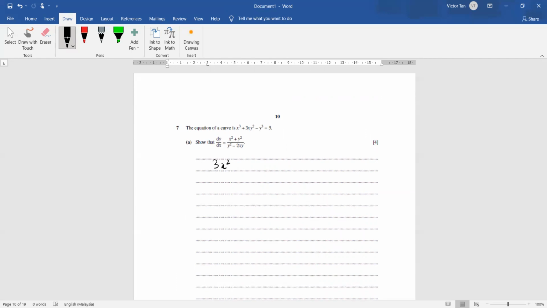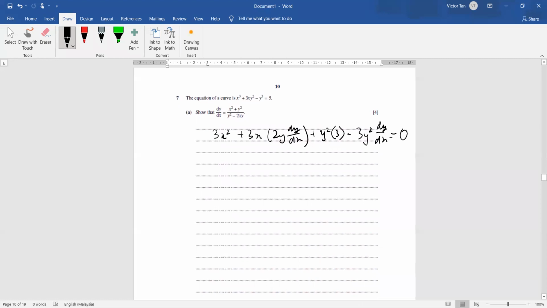Differentiating 3xy squared is your product rule. So your plus 3x times the derivative of y squared, which is 2y dy over dx, plus y squared times the derivative of 3x, which is 3, minus the derivative of y cubed, which is 3y squared dy over dx. Differentiating 5 is 0.